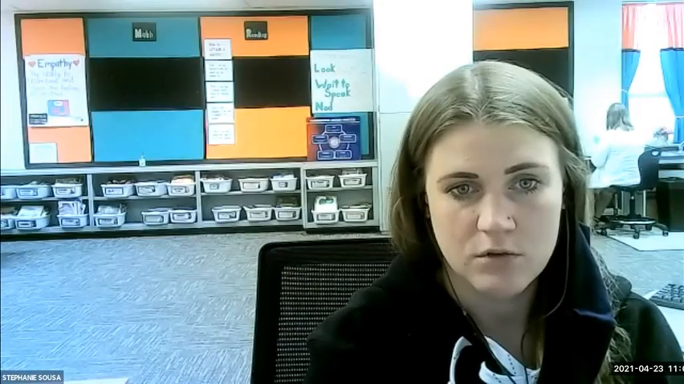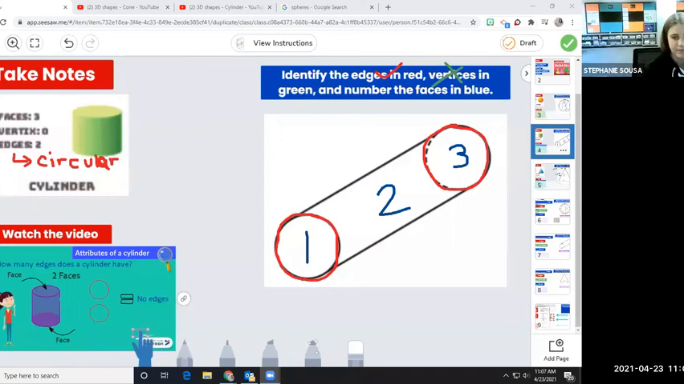Elijah, a question. Elijah, you're still on mute. Go ahead and unmute. How many faces does the cylinder have? Here is the notes page right here. I'm confused. Is it 2 or 3? It is 2 flat faces and 1 curved surface. So 1 curved face, 2 flat faces. Okay.